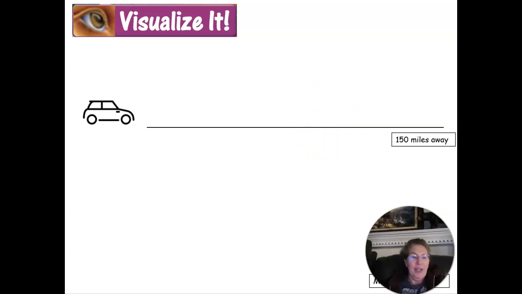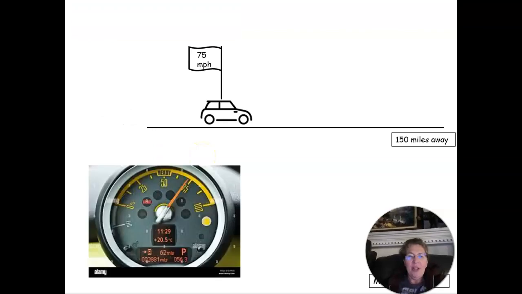So now I got to look at, well, what is average speed? So they know that their trip is 150 miles away. And let's say that it took them 2 hours to get there. Their average speed then would be 75 miles per hour. 150 miles away divided by 2 would give it an average speed of 75 miles per hour.